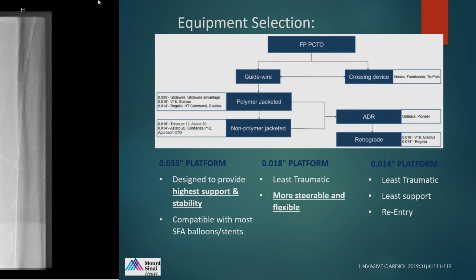And for non-polymer jacketed wires, we have multiple options. For example, a Starter 20 and 25 long, and a Confianza wire. The other options available to us in terms of equipment are crossing devices, ADRs, and retrograde specialty wires. We'll go through them in the subsequent slides.